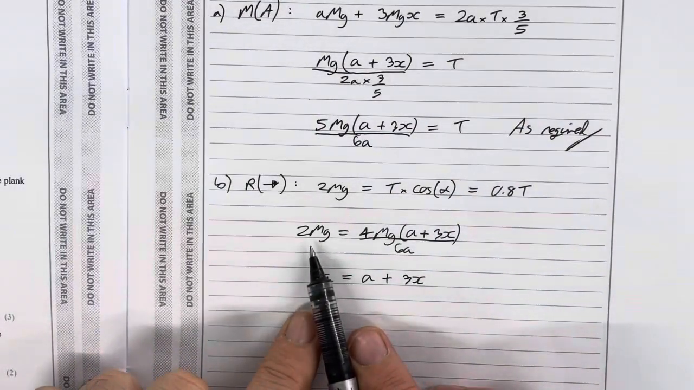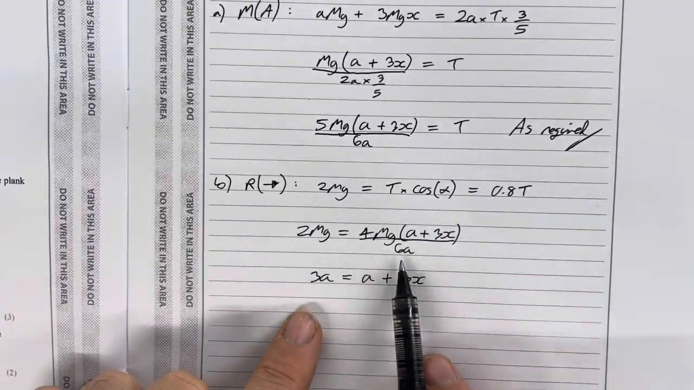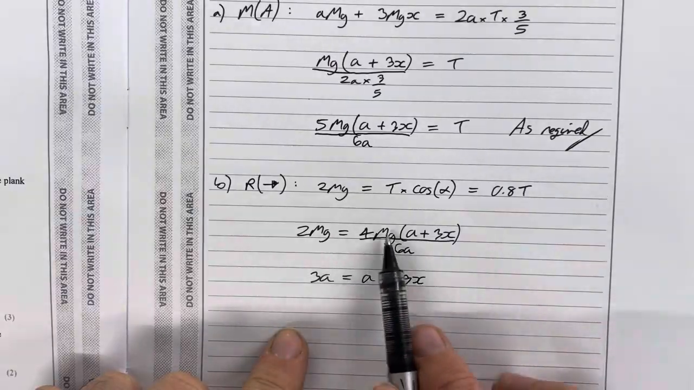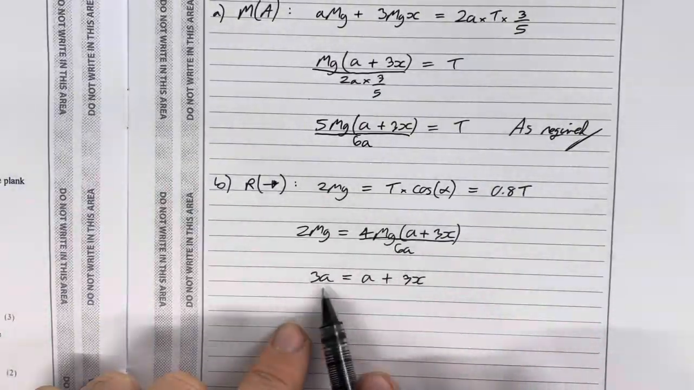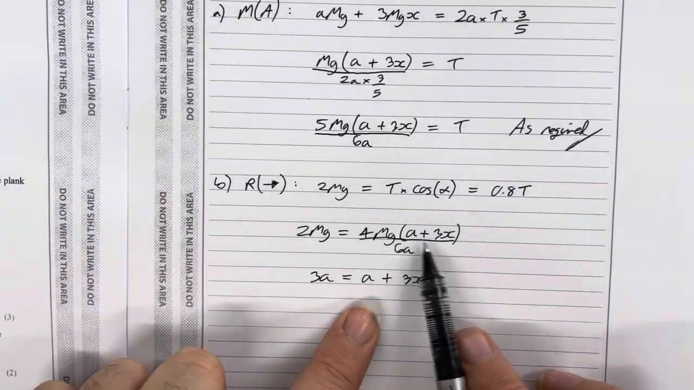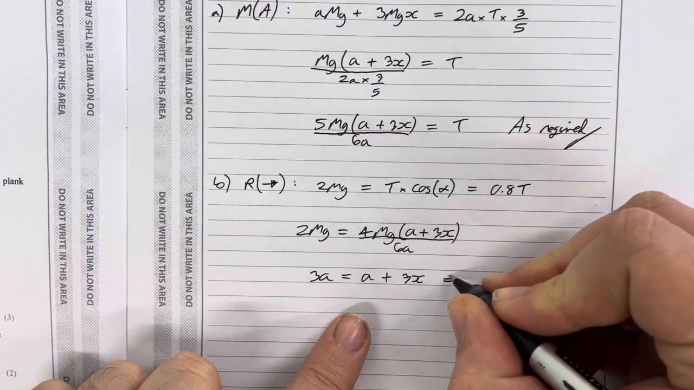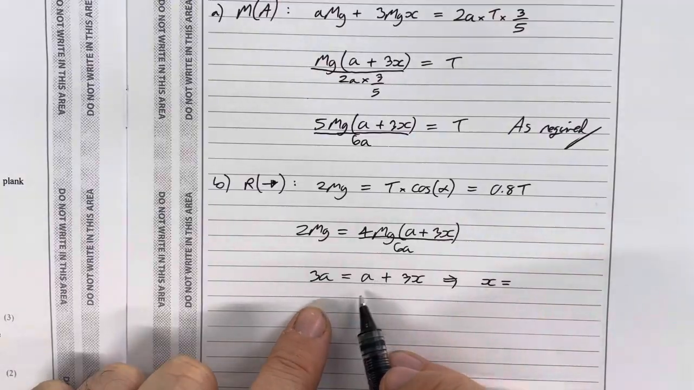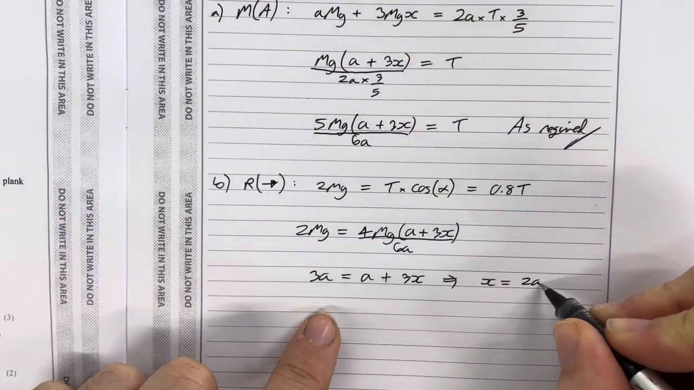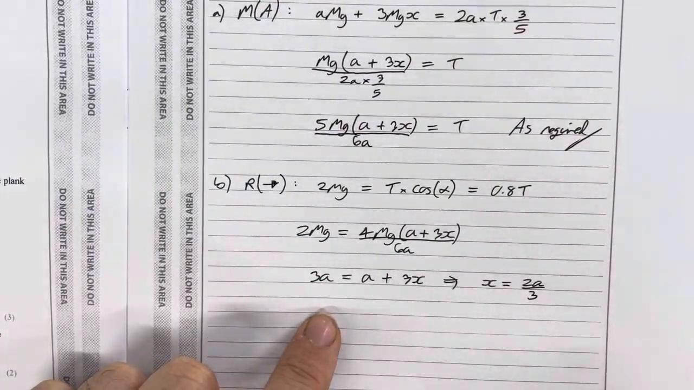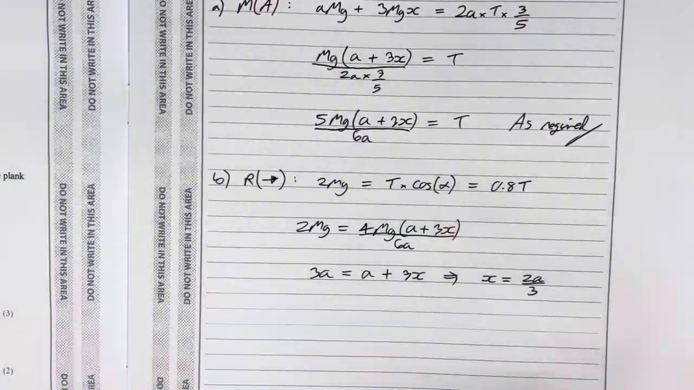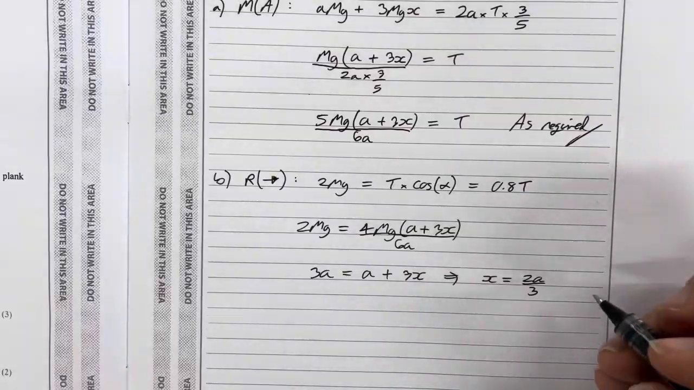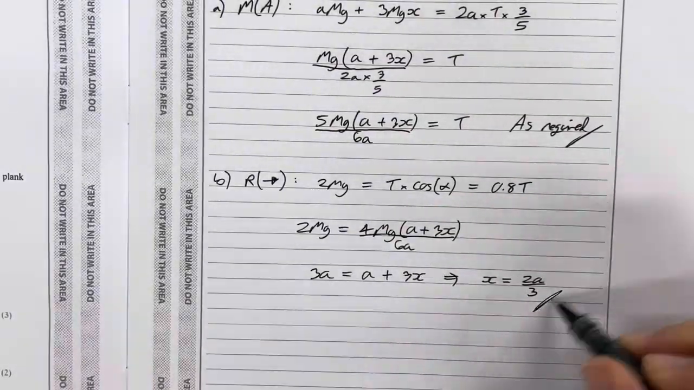Okay, so 4 over 6 is 2/3. The 2's will cancel, the 3 comes up, and the mg's have disappeared, and the a has come up. Okay, so it'll be 3a, and then I've got the a plus 3x left. And then I could just subtract a and divide by 3. So x is equal to 2a on 3. So it's 2/3 of the way along the plank. Sorry, it's 2/6 of the way because the plank is 2a long.